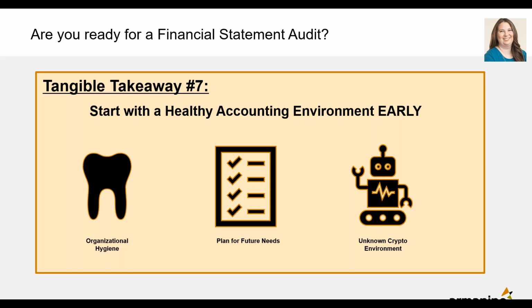The next branch here is that you're planning for future needs. So even though you don't need an audit today, if you're going to need it in the future, you have all of this ready for the audit team to come in, quickly get through your financial statements, and be able to provide you with a clean opinion.